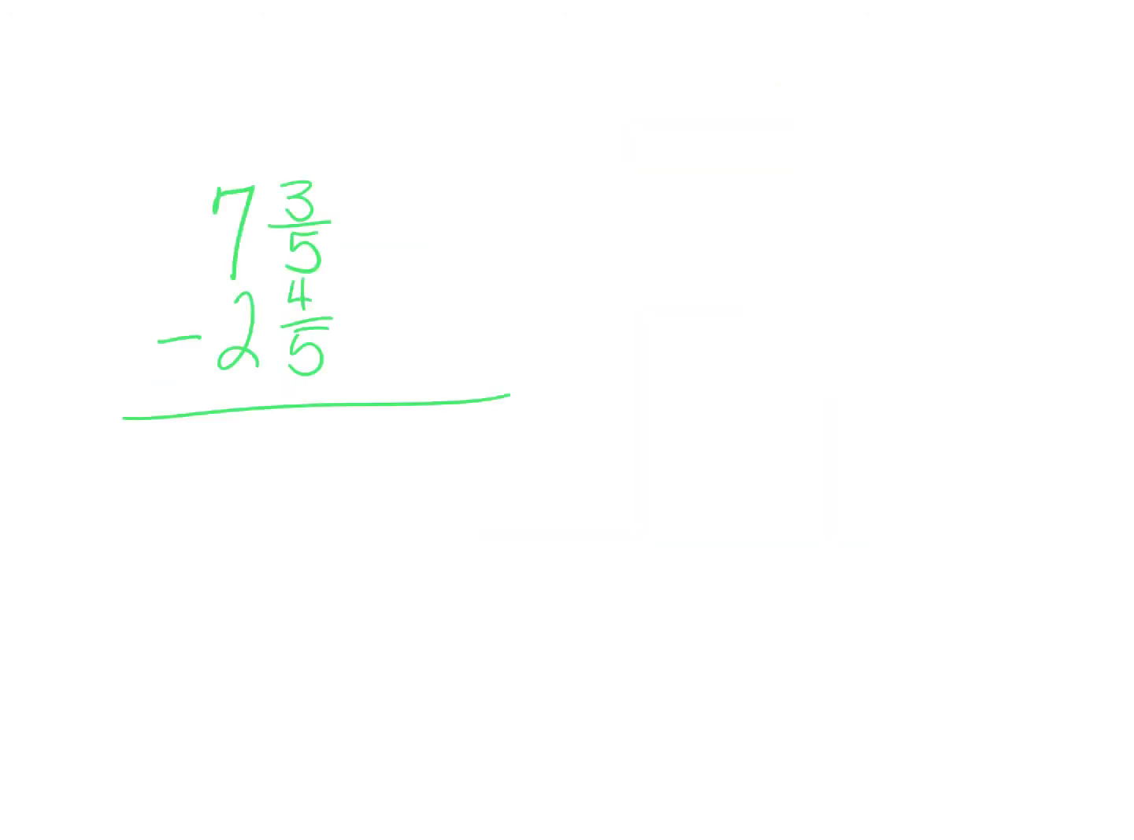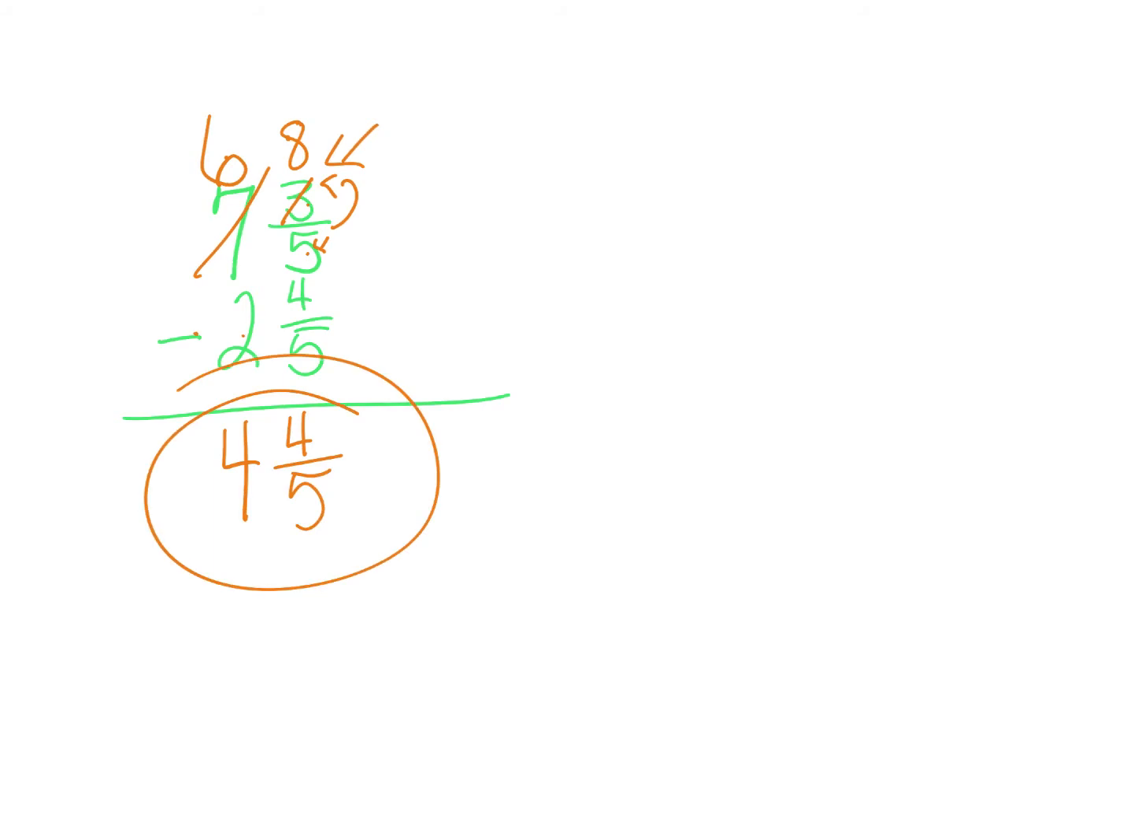In this case, you already have a common denominator, so we don't have to go through the process of multiplying to get our denominator, but we do have an issue here because our numerator is smaller than our denominator. So, again, we're going to borrow from the 7 and make it 1 less, which is 6. You're going to take your denominator and add it to your numerator. So 5 plus 3 is 8, and then you're going to subtract. 6 minus 2 is 4. 8 minus 4 is 4 over 5, and that is your answer.